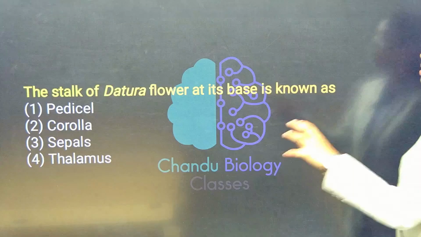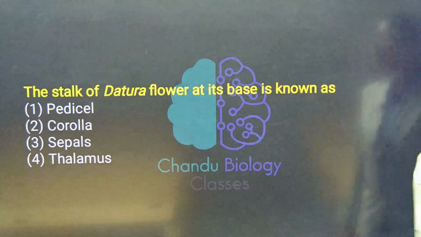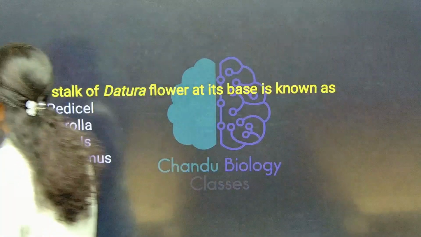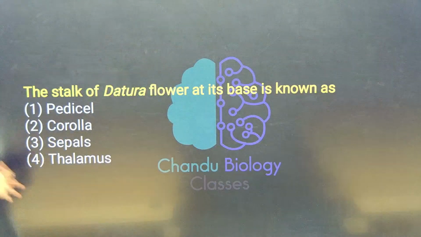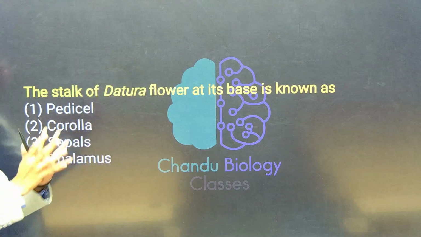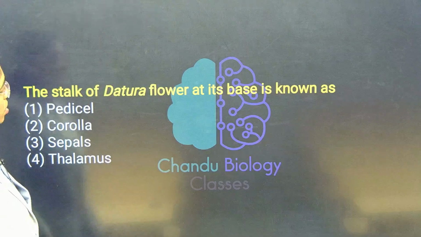Okay. The stalk of datura flower at its base is known as? Stalk of any flower is known as pedicel. Pedicel is the stalk. Peduncle will hold all the pedicels in the inflorescence.